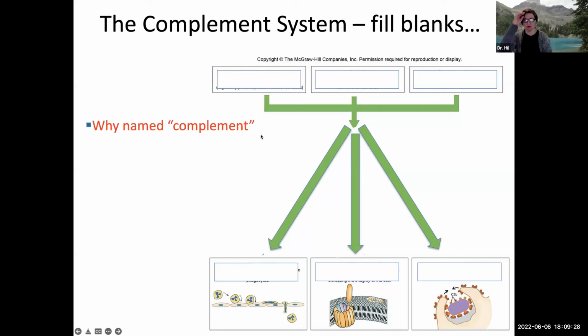Let's start with this. Why is this system called the complement, meaning to assist, not complement meaning to flatter? Why is it called the complement? What is it complementing?